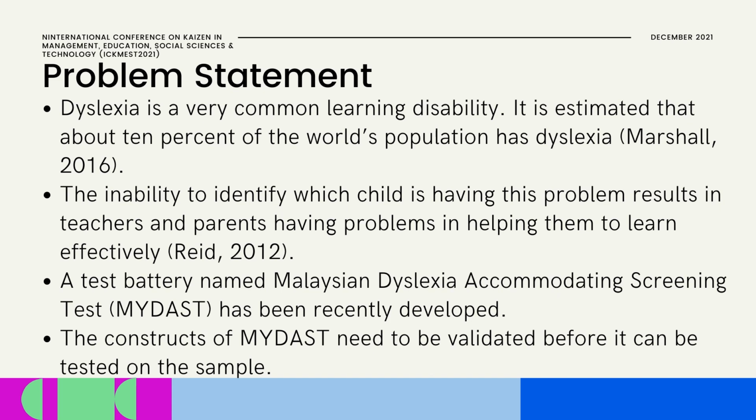Now, let's go to the problem statement. Dyslexia is a very common learning disability. It is estimated that about 10% of the world's population has dyslexia. This is mentioned by Marshall 2016. So, what's the problem? The inability to identify which child is having this problem results in teachers and parents having problems in helping them to learn effectively.